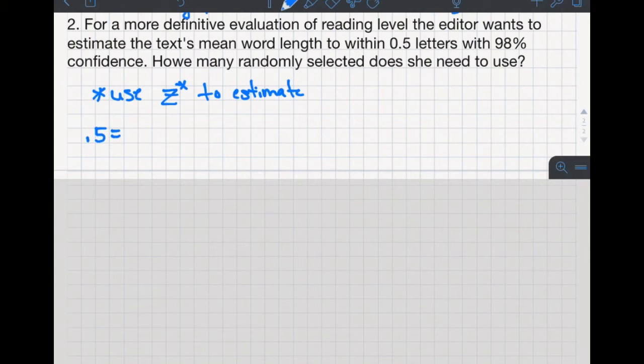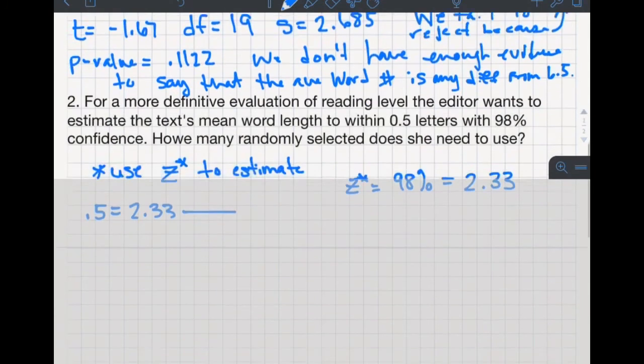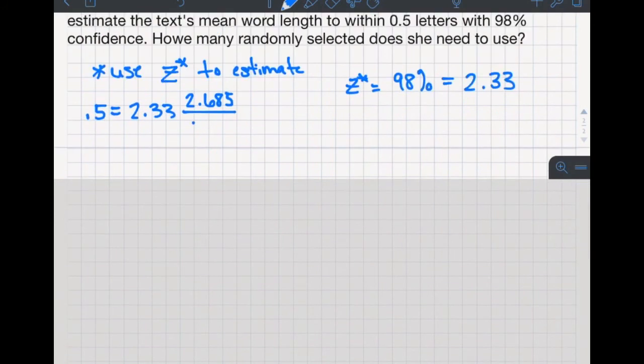The Z star for 98% is equal to 2.33. So we're going to use 2.33 times, and from what we had earlier, remember our standard error, or standard deviation, was 2.685. So we're going to pull that back. 2.685, and we're going to divide that by the square root of n, which is exactly the formula for margin of error.